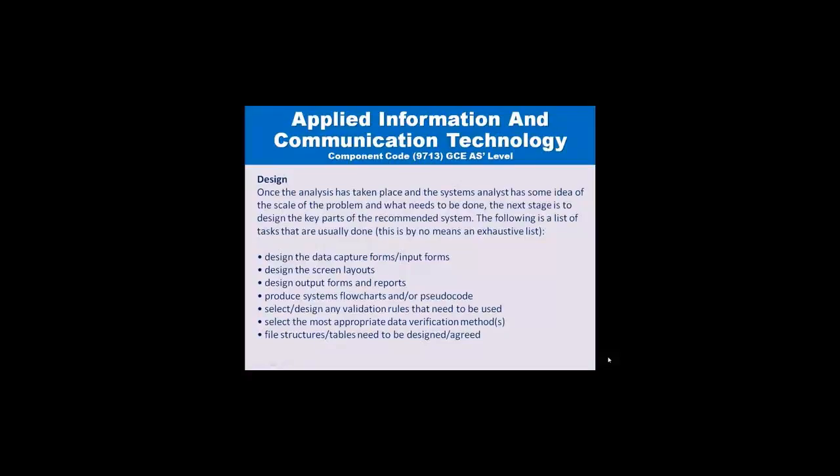Let's suppose in a number field there shouldn't be anything accepted except numbers, or if you are accepting input in a text field, there should be only text, no numbers. If you are writing the address field, that contains letters and special characters such as slash, dash and dots. This can be in numbers, let's suppose a house number, something like that. So select the most appropriate data verification methods or file structures. Tables need to be designed on an agreed basis. Let's suppose whatever you have designed should be agreed by the customer.